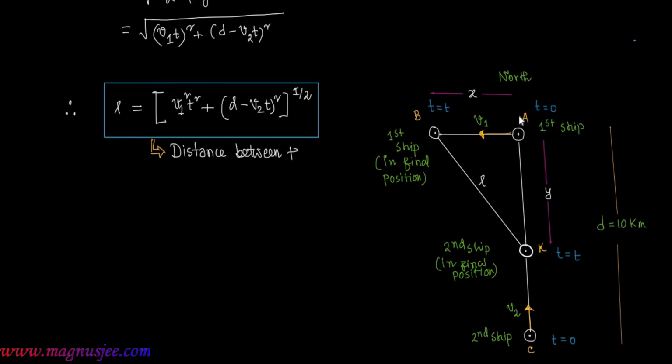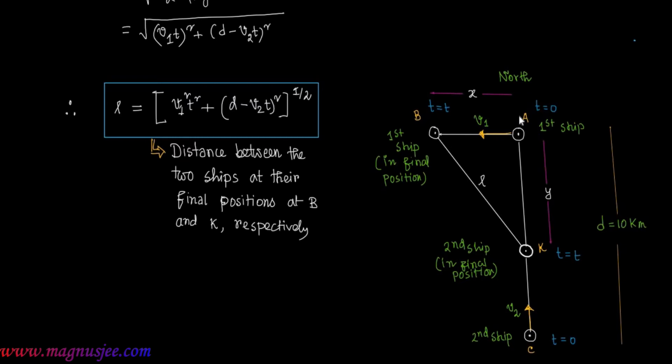And L is the distance between the two ships in their final positions, that is at the points B and K. L is equal to (v1 square t square plus (d minus v2t) whole square) whole to the power half. That is the distance between the two ships at their final positions at the points B and K respectively.